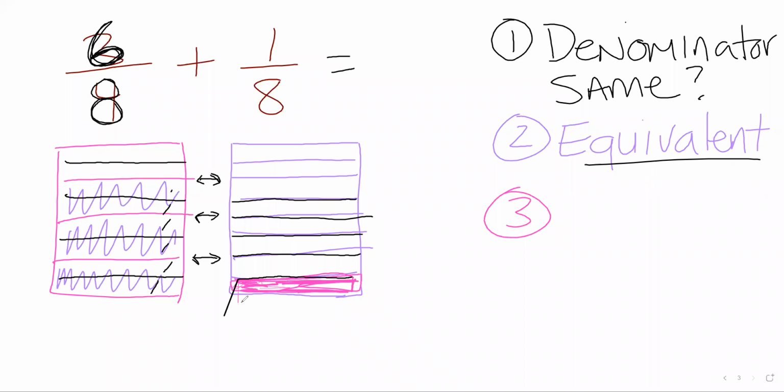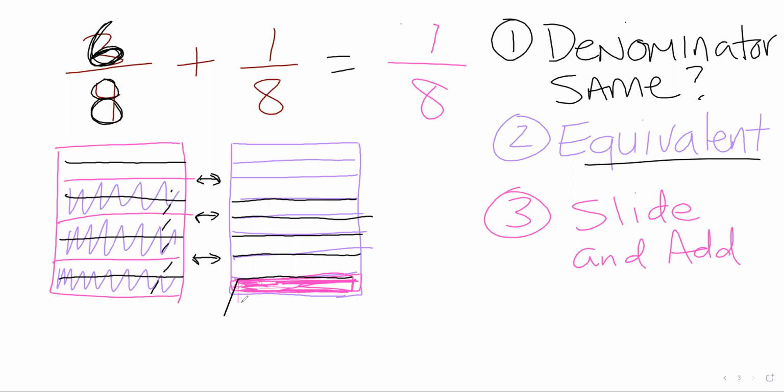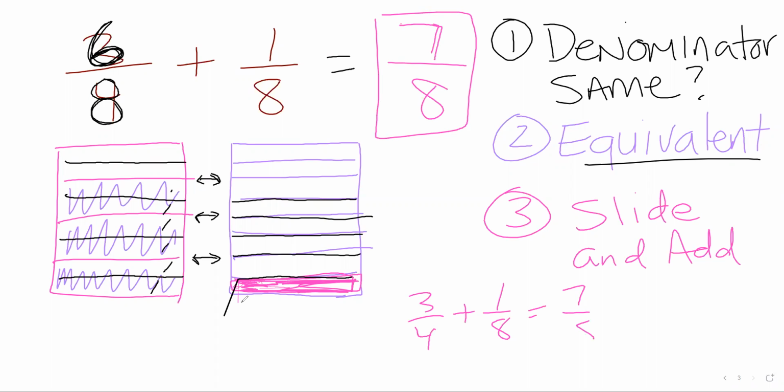Right, so now we're just going to slide and add. My denominator is the same. I'm going to slide it over. Then 6 plus 1 equals 7. And that's what I get, 7 out of 8. So the truth is technically 3 out of 4 plus 1 out of 8 when I'm done is 7/8.